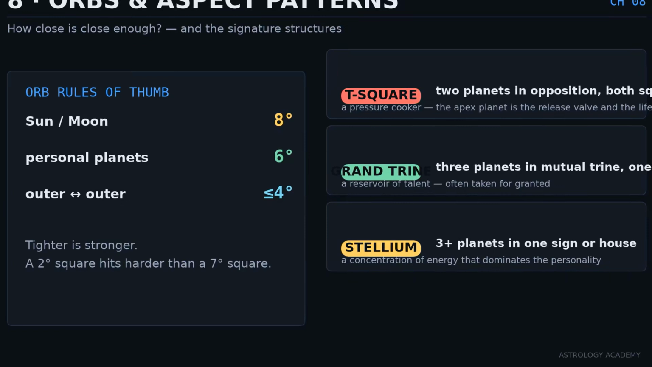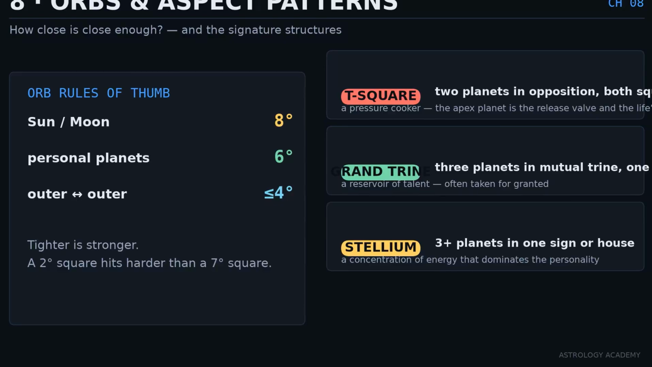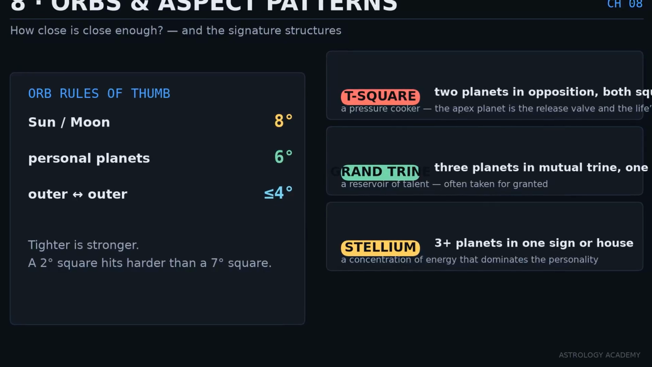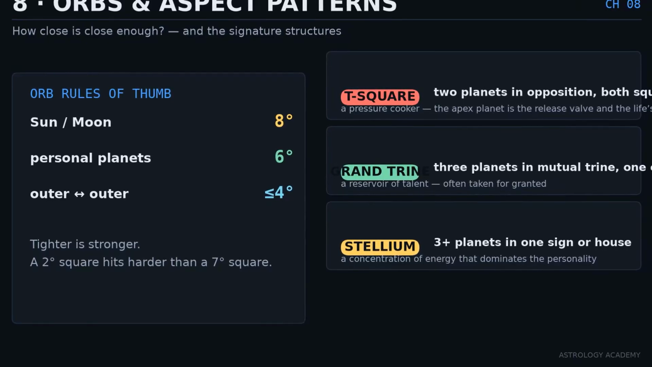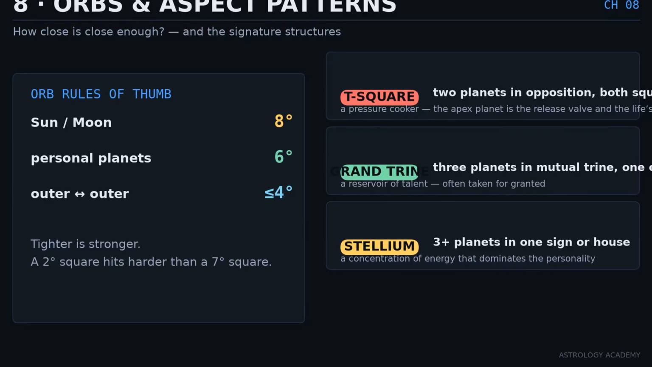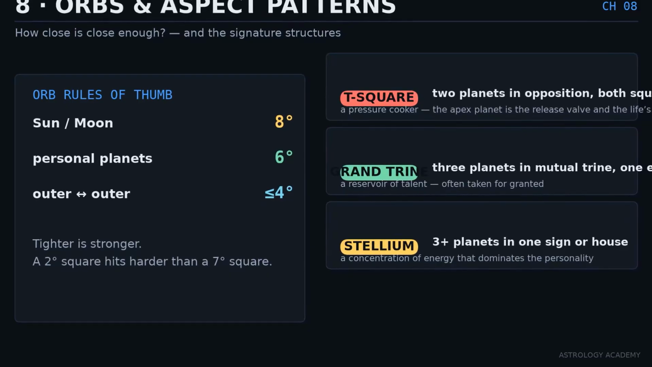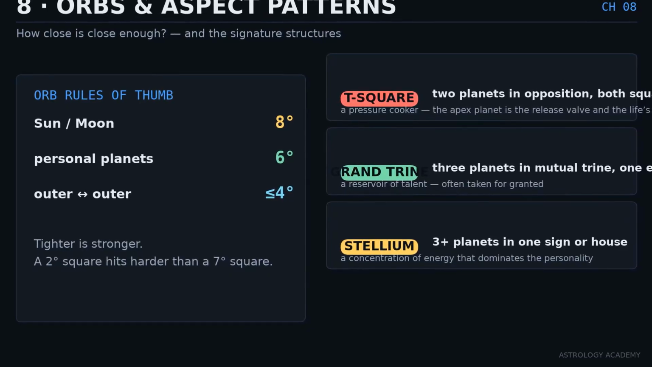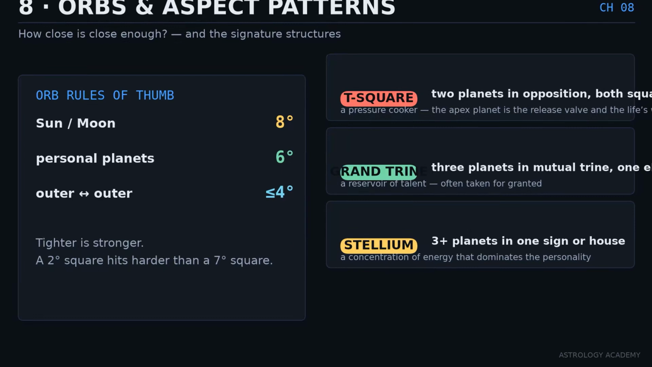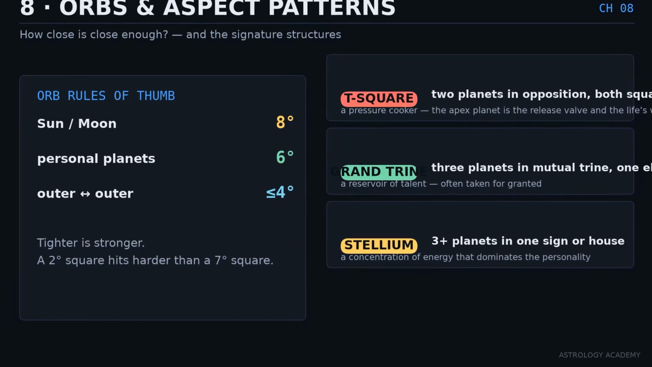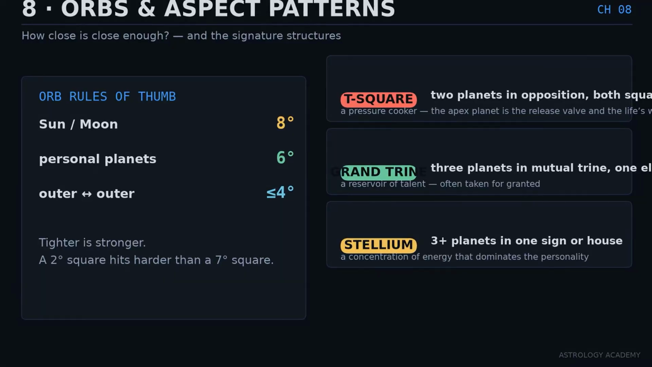Now, when 3 or more aspects link together, they form aspect patterns, and these are the signature structures of a chart. A T-square: 2 planets in opposition, both squaring a third. A pressure cooker, the apex planet is the release valve and the life's work. A grand trine: 3 planets in mutual trine, usually in the same element. A reservoir of talent, often taken for granted. A stellium: 3 or more planets in one sign or house. A concentration of energy that dominates the personality. When you find a pattern, you have found the theme of the life. Patterns are how the chart tells its central story.